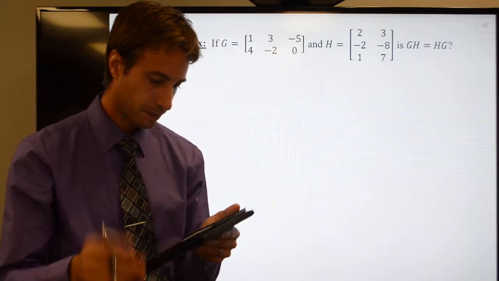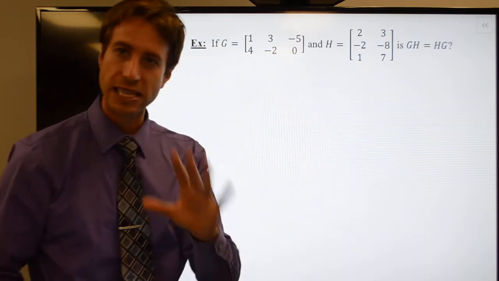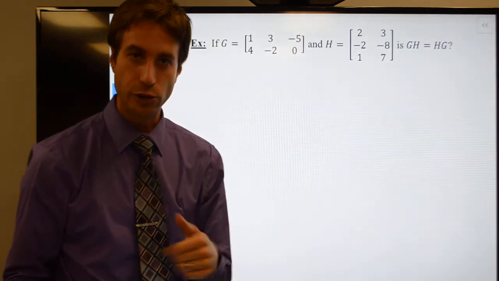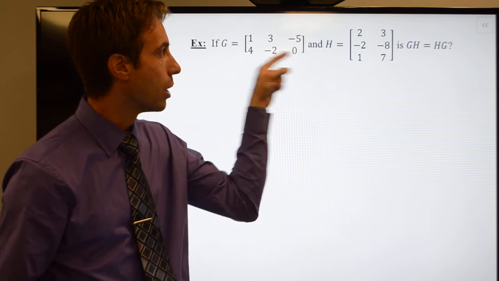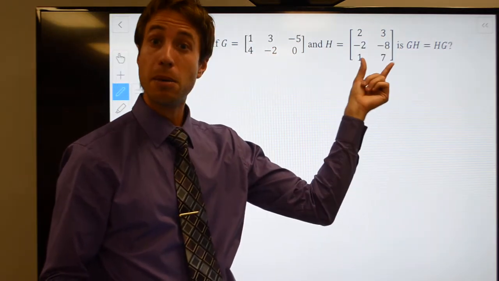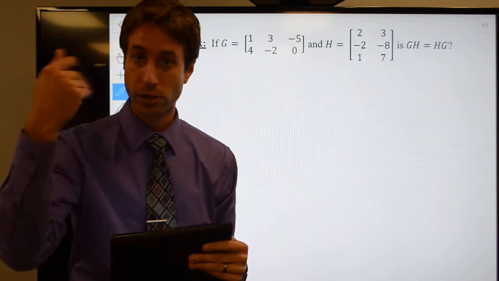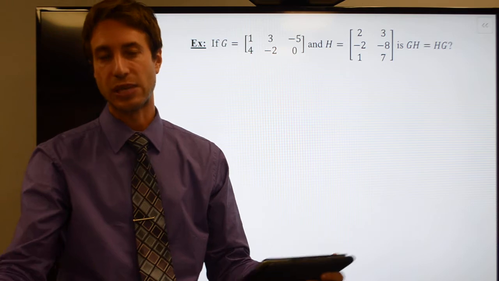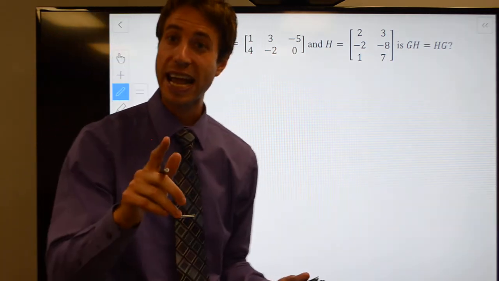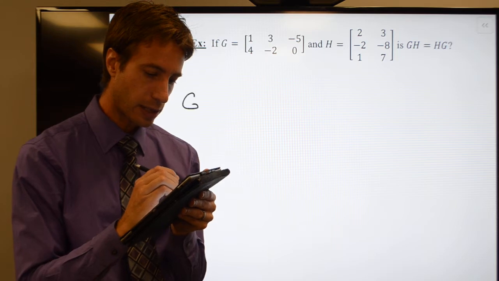Here we go. I am going to do G times H. First, I need to make sure that I can do the matrix multiplication. I have a 2 by 3. This is a 3 by 2. 2 by 3, 3 by 2. Those middle numbers, the 3's, they match. So yes, I can multiply these together. And let's go ahead and try it in our heads. Let's see if we can do this as mental math. I bet you we can.